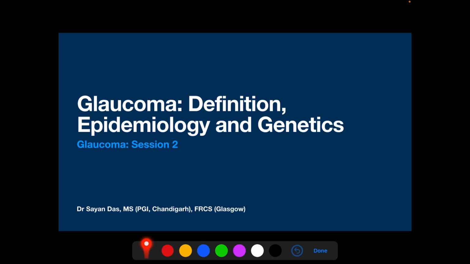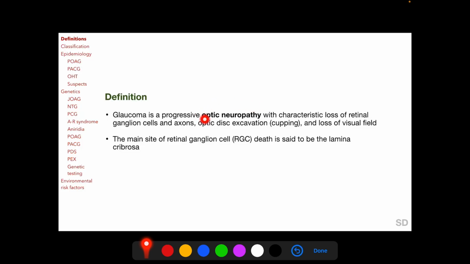Welcome. Before moving on to clinical diagnosis and management of glaucoma in the subsequent sessions, in this session we'll discuss some basic aspects of glaucoma, chiefly epidemiology and genetics. Glaucoma is defined as a progressive optic neuropathy, so ultimately glaucoma is a disease of the optic nerve, more specifically of the retinal ganglion cells passing through the optic nerve, with characteristic loss of retinal ganglion cells and their axons, optic disc excavation and loss of visual field.